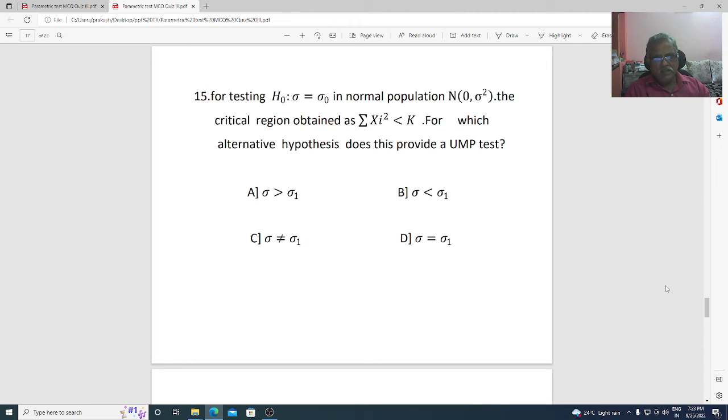Question number 15. For testing sigma equal to sigma naught in a normal population with mean 0 and variance sigma square, the critical region is obtained as summation xi square less than k. For which alternative hypothesis does this provide a UMP test? A, sigma greater than sigma 1, B, sigma less than sigma 1, C, sigma not equal to sigma 1, D, sigma equal to sigma 1. The correct option is option B, sigma less than sigma 1.